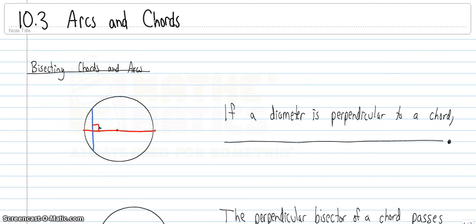Then I can say that the diameter is also bisecting that chord, meaning this small little segment is congruent to that little segment as well. I could prove that by drawing in this radius and that radius. That gives me two congruent triangles, and then I could prove that those two little segments would have to be congruent to each other.